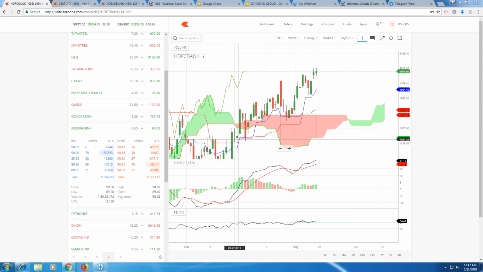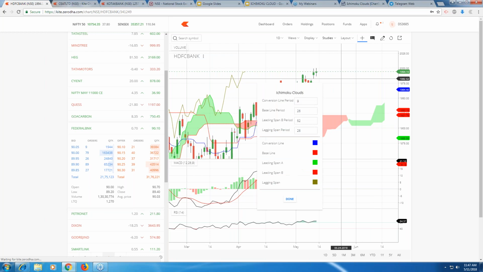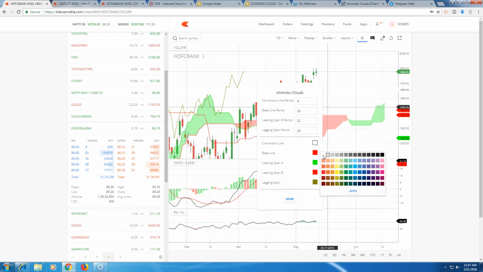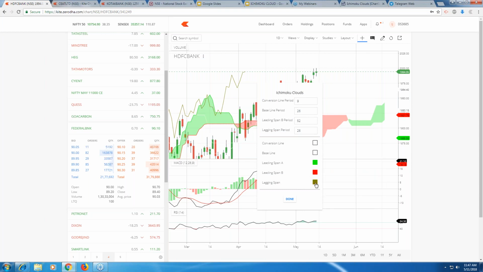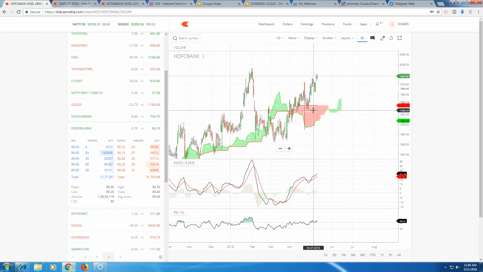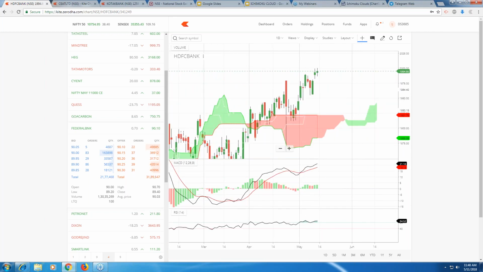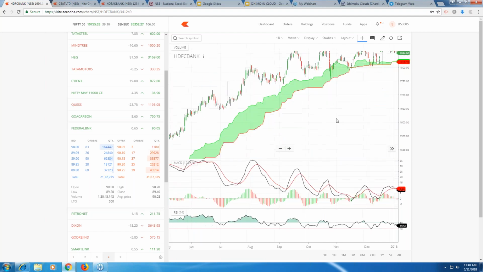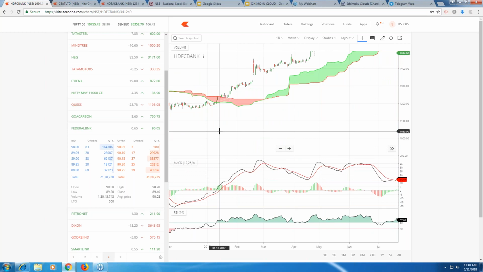In case you get bogged down by the leading and the lagging span for a while, what you can do is go to studies and remove everything. Make the conversion line white, make the baseline white, leave the lagging and the leading span, and even make this white, right? So you just have the cloud and the price candles, so that it doesn't bother you much. But check how the price honors this cloud. It takes support time and again from here and it goes up, right? Slowly introduce one line at a time, so you will be able to see.